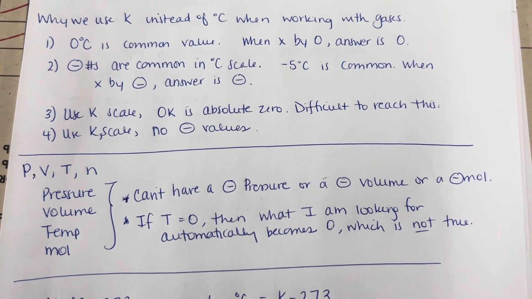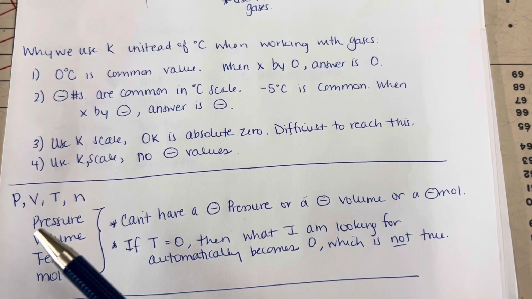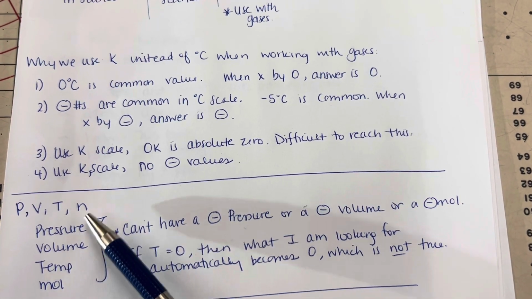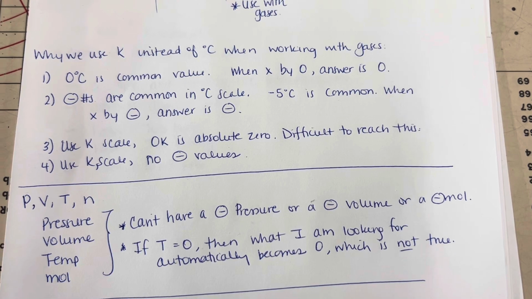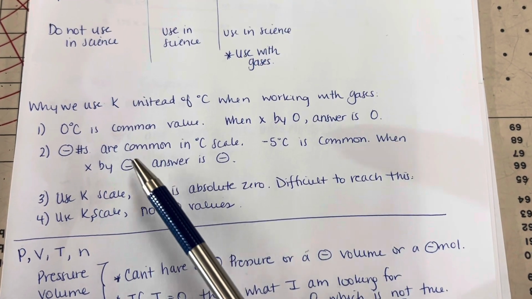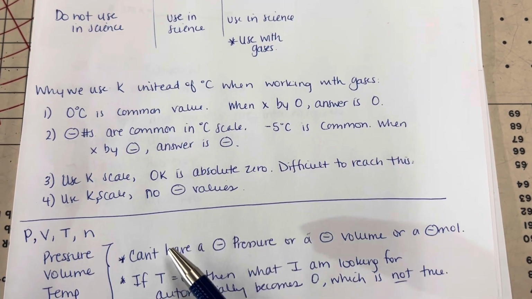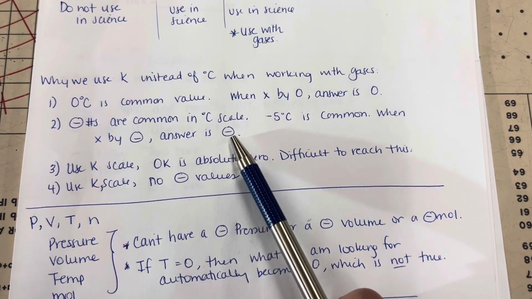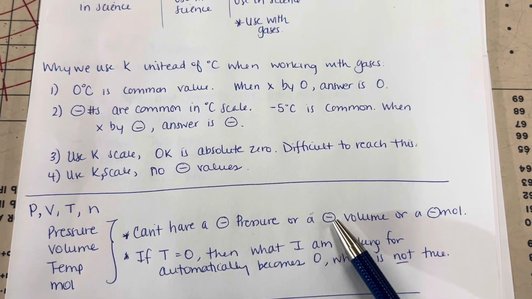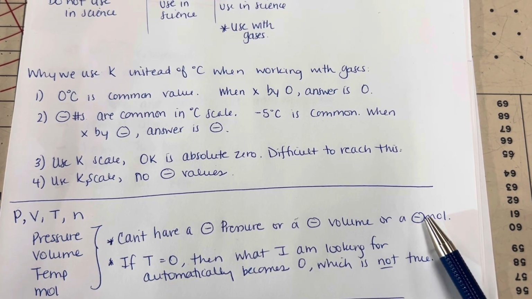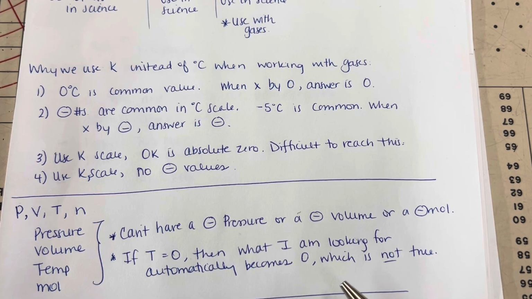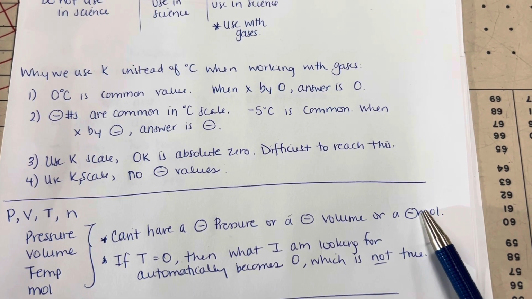So our 4 units that we're going to focus on are going to be pressure, volume, temperature, and the mole. We're going to use the letter N to represent the mole in future equations. We know that we can't use degrees Celsius because we can't have a negative temperature. When we multiply by a negative, the answer is negative. So we know that we can't have a negative pressure or a negative volume or a negative mole. We can have a 0 pressure, a 0 volume, or a 0 mole, but we can never have a negative.